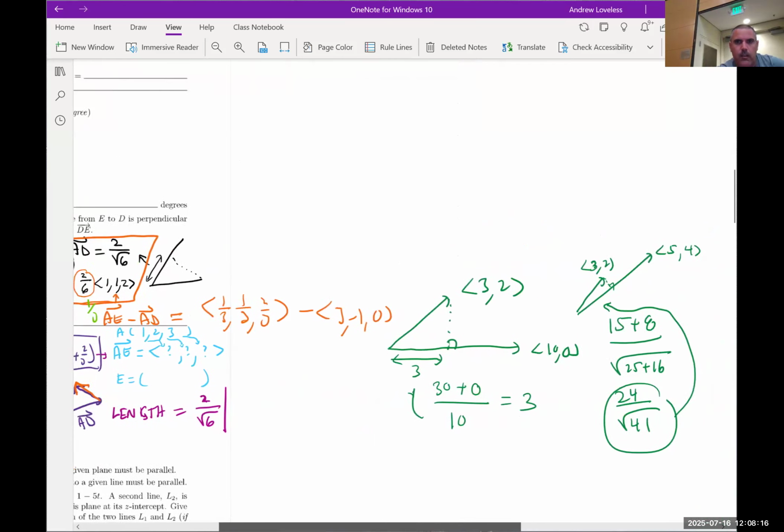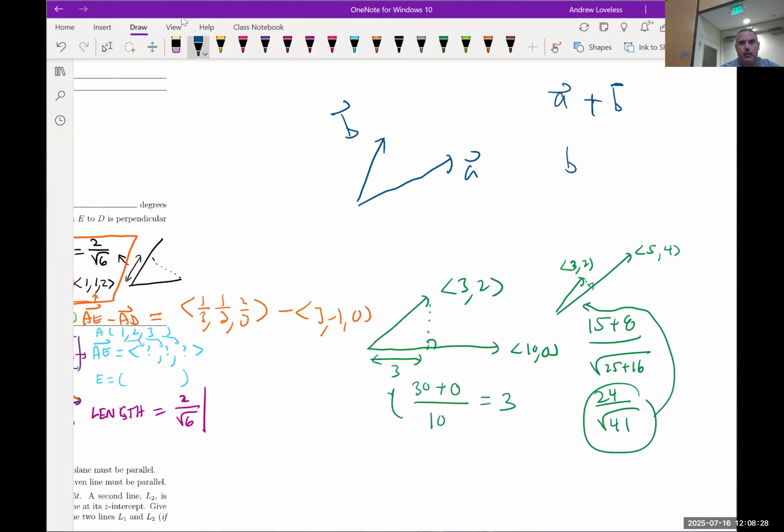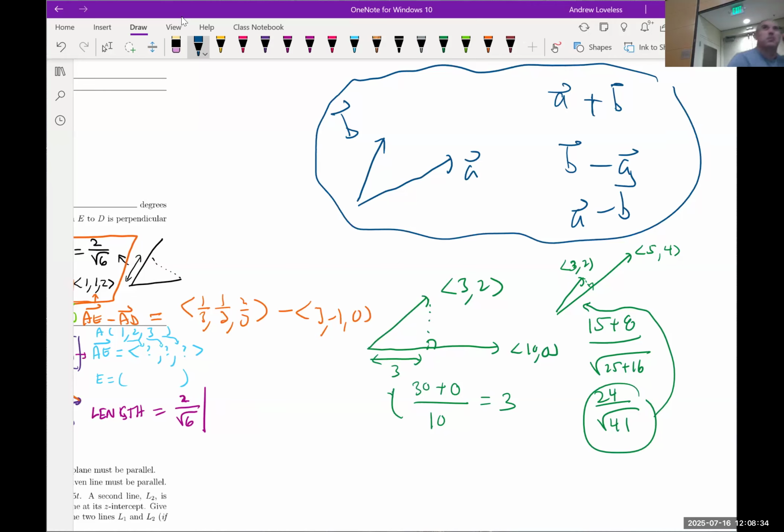That's the piece. The other comment is kind of a different thing here, just because I realized this was another issue that I was seeing. So what does A plus B look like? And what does B minus A look like? And what does A minus B look like? That's related to what I was just saying at the end. So if I gave you two vectors, do we know what those look like?